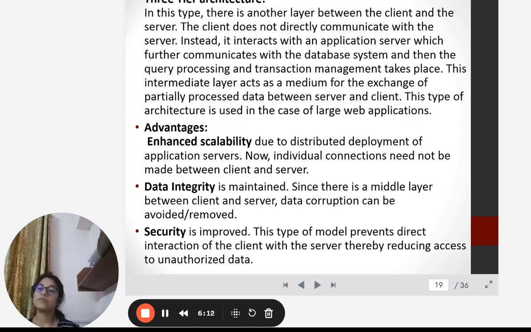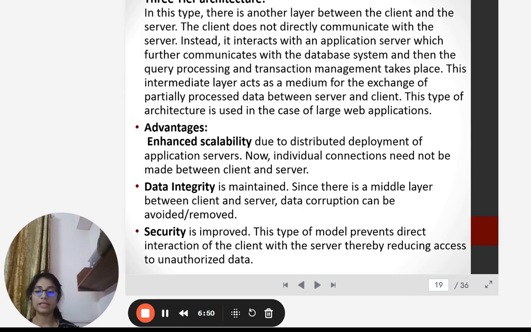Advantages. So the advantages of three-tier architecture are enhanced scalability, due to distributed deployment of application servers. Now, individual connections need not be made between client and server. Data integrity is maintained since there is a middle layer between client and server. Data corruption can be avoided or removed. Security is improved. This type of model prevents direct interaction of the client with the server, thereby reducing access to unauthorized data.